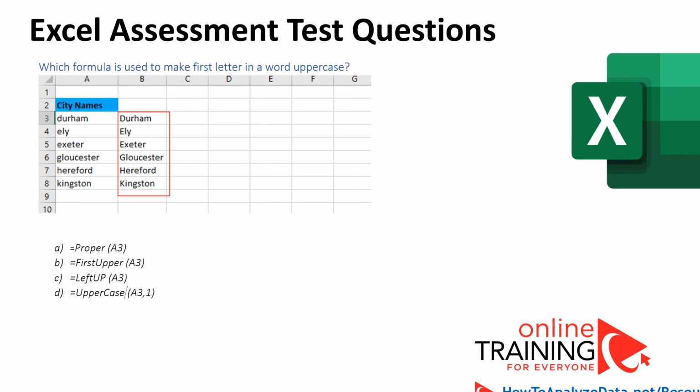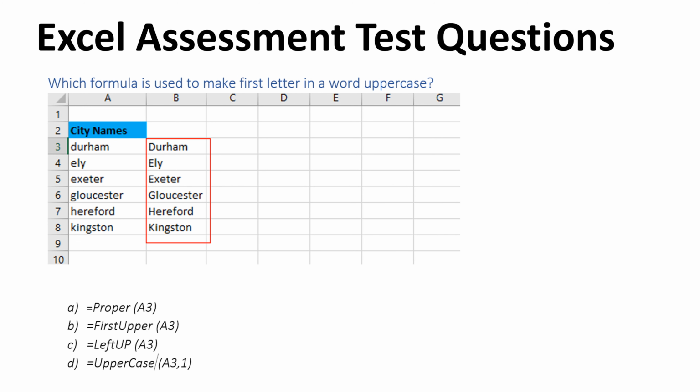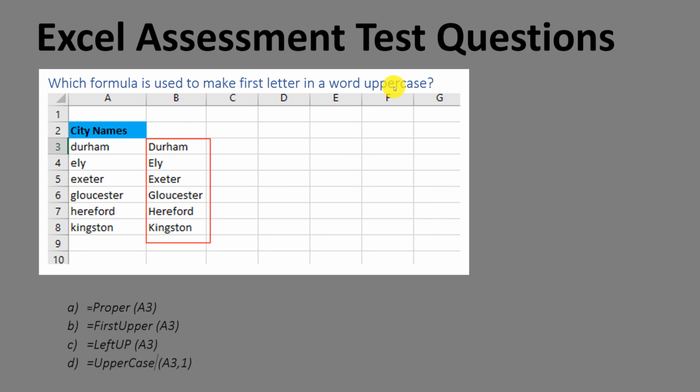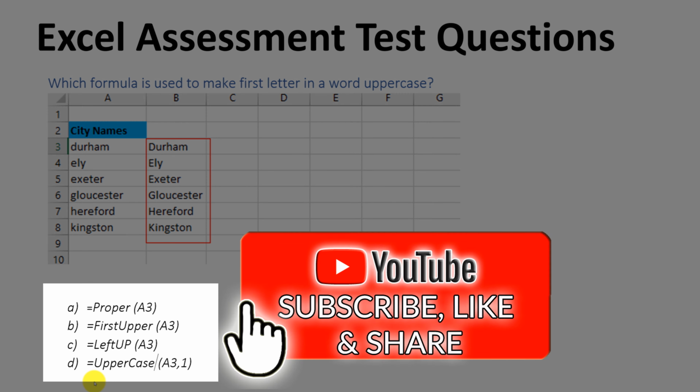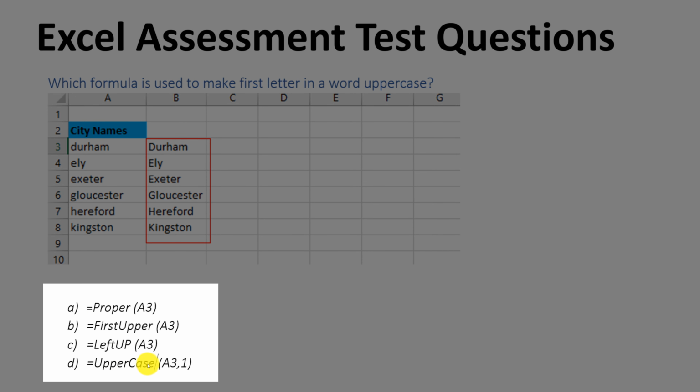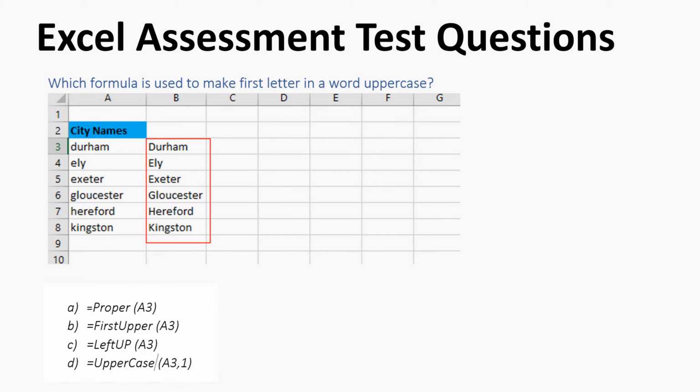Very often, you might be tested on your knowledge to manipulate Excel strings. This is a sample question in this category. Which formula is used to make the first letter in a word uppercase? What we see here on the screen, in column A, all values are lowercase. In column B, the same values are represented with only the first character uppercase. And there are 4 choices presented. A, PROPER, FIRST UPPER, LEFT UP, and UPPERCASE. Which one would you choose?